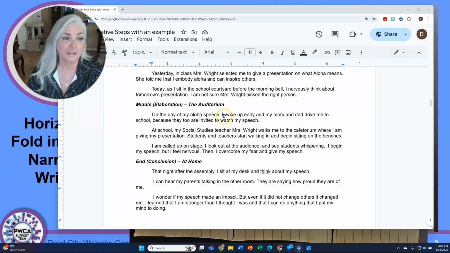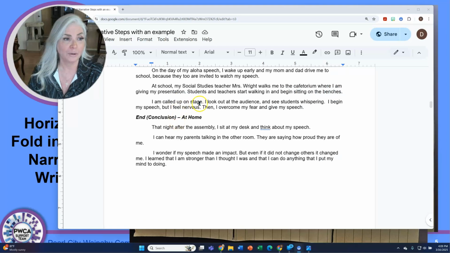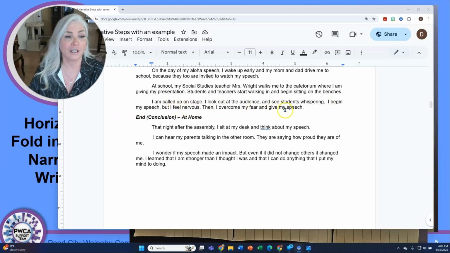On the day of my aloha speech, I wake up early and my mom and dad drive me to school because they too are invited to watch my speech. At school, my social studies teacher, Mrs. Wright, walks me to the cafetorium where I am giving my presentation. Students and teachers start walking in and begin sitting on the benches. I am called up on stage. I look out at the audience and see students whispering. I begin my speech, but I feel nervous. Then I overcome my fear and give my speech.